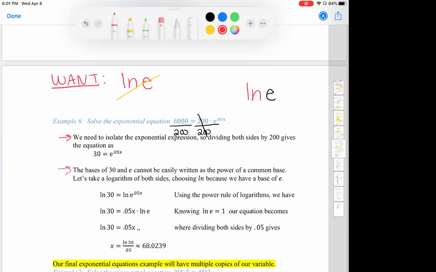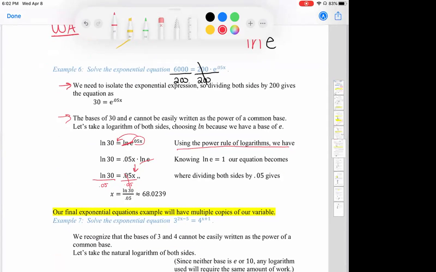The bases 30 and e cannot easily be written as the power of a common base. Let's take the logarithm of both sides, choosing ln because we have a base of e. So we take the ln of both sides, and cool, this is gone. Using the power rule of logarithms, we bring this down first, and we have 0.5x times ln of e. We know that makes 1. Now we want to solve for x, so we just divide by 0.5. Divide by 0.5, that makes 1. And it becomes a calculator problem: ln of 30 divided by 0.5. That's equal to 68.02.